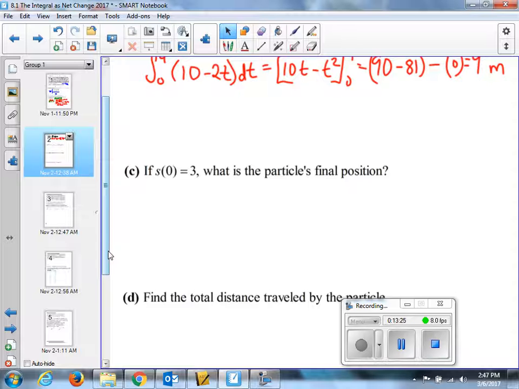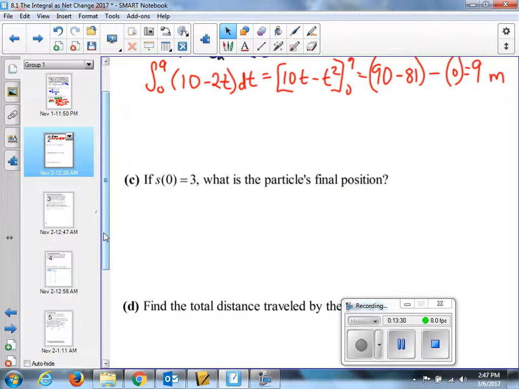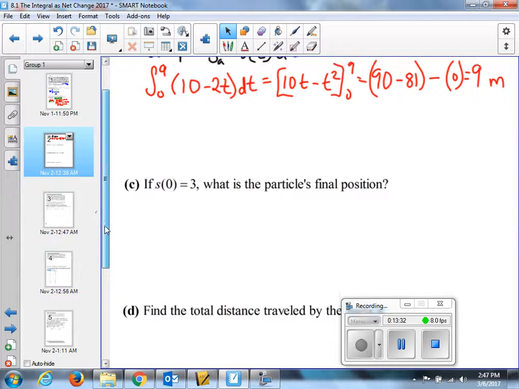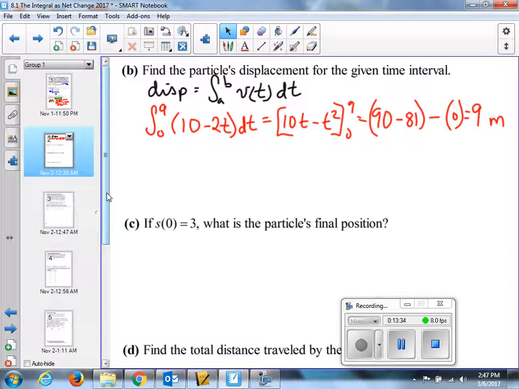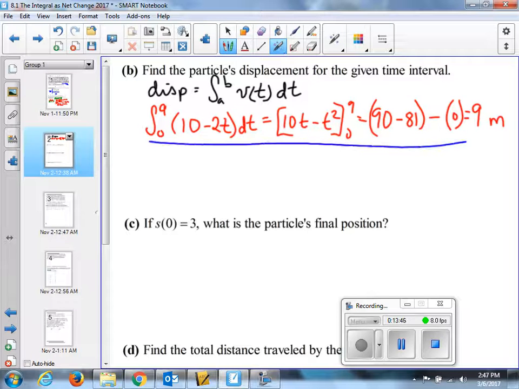Now, there's a number of ways we could think of this. Simple solution. It starts at 3 meters. How far does it move over after 9 seconds? 6 meters? What? From its starting point, we didn't know what the starting point was. It's moved over 9 meters though over its starting point.